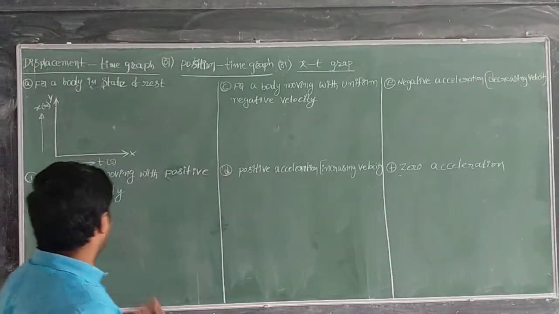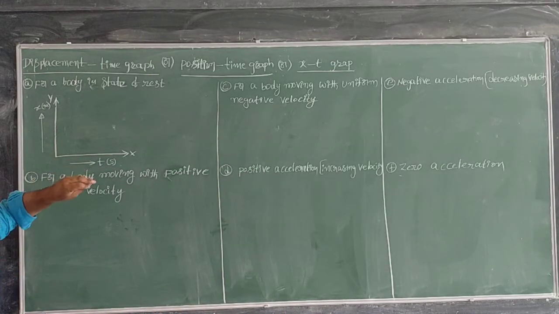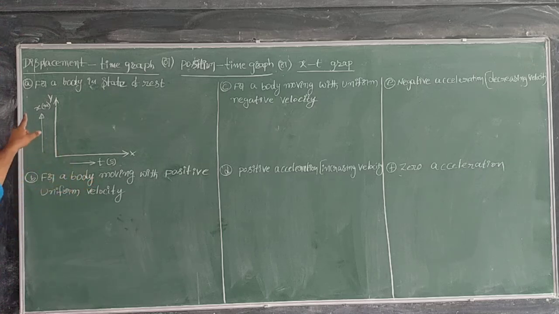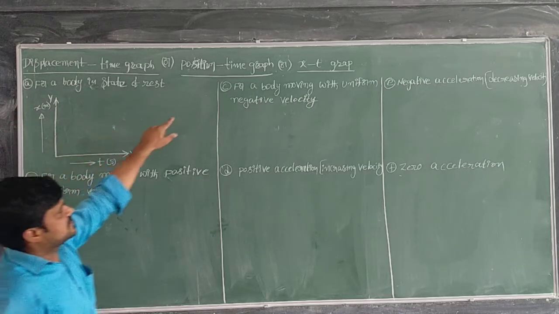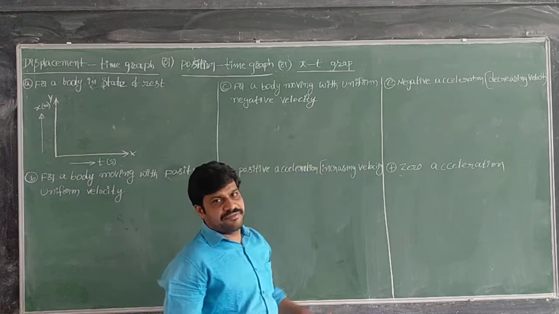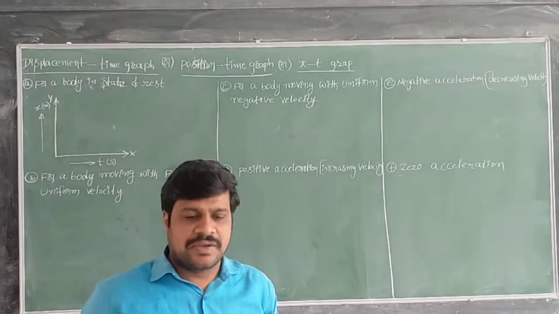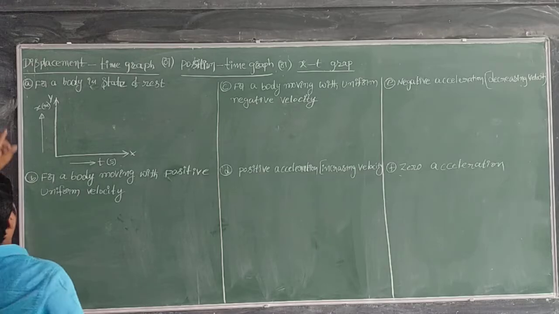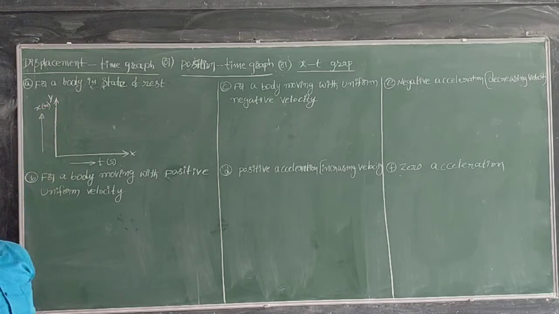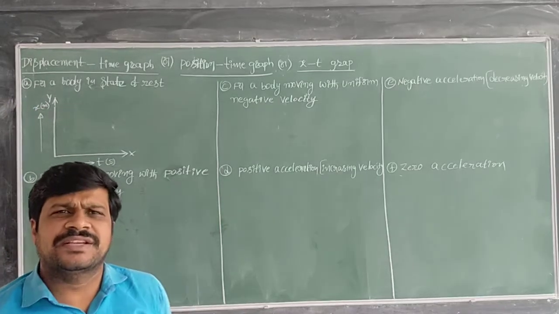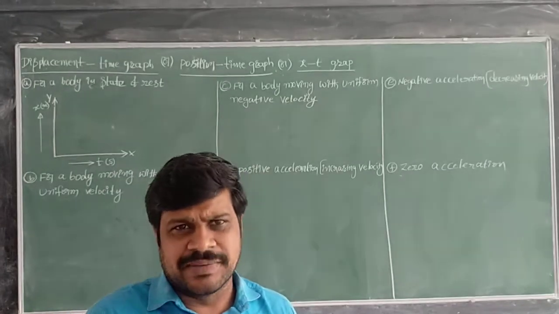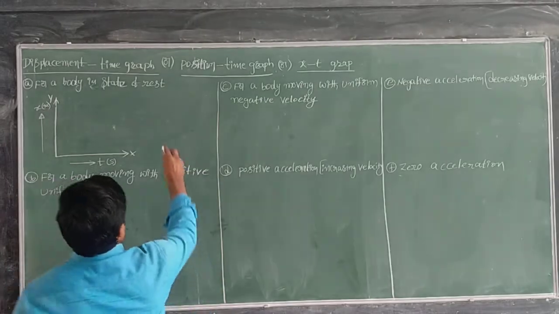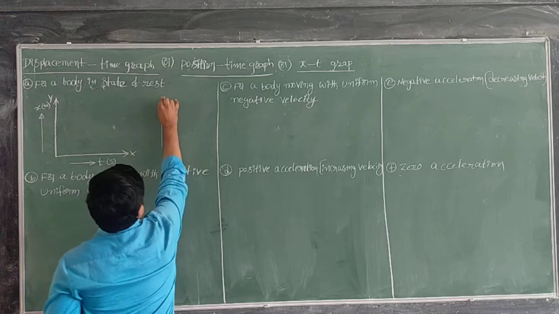There are 6 cases: A, B, C, D, E, F. For these 6 cases, we have to draw the graph. The very first one is for a body in a state of rest. What is the meaning of a body in a state of rest? You just see here, I am going to take some values.